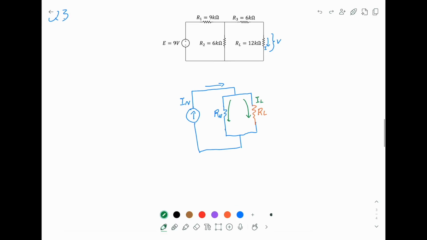Let's do it now. First, we have to again redraw the circuit. Now, we do the same thing. We withdraw this one. This is 9 volts. We connect this one. This is 9K, and this is 6K, and 6K here. Now, there's one thing different.